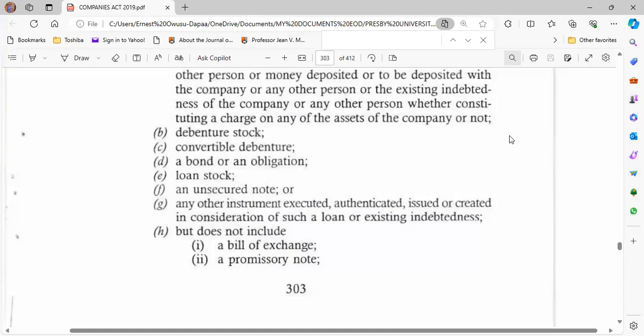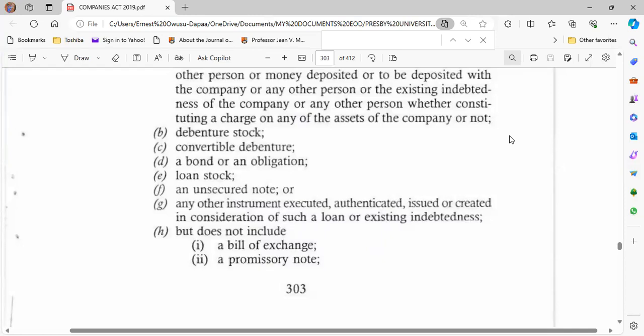Or (G) any other instrument executed, authenticated, issued, or created in consideration of such a loan or existing indebtedness. So not only the loan itself, any writing, that is instrument, which is made because of a certain loan arrangement between you and the company, will also be treated as a debenture.